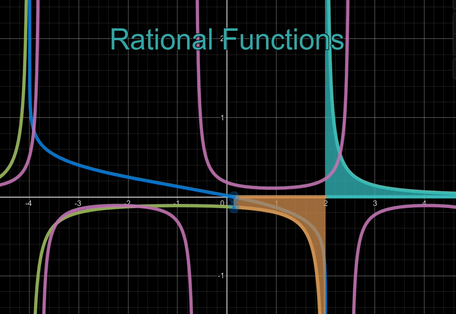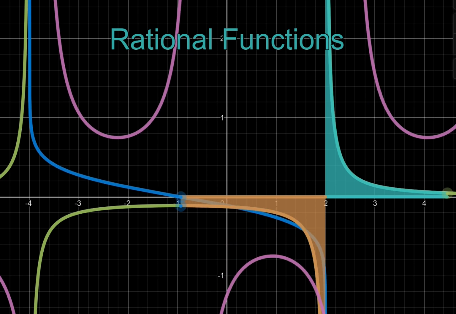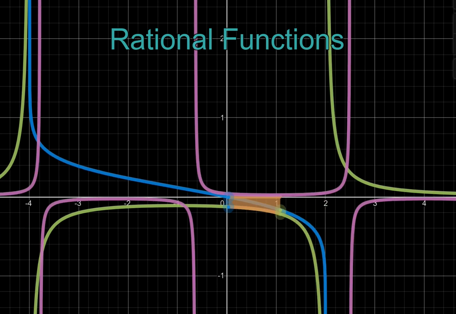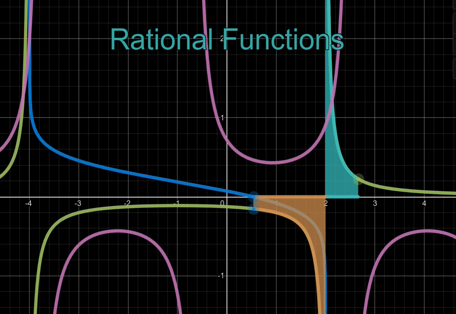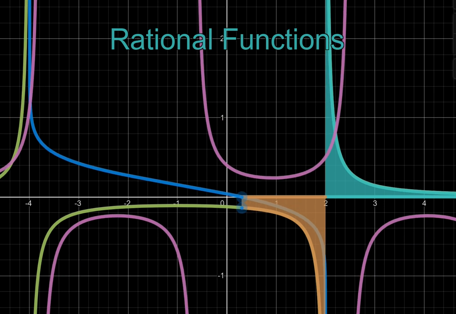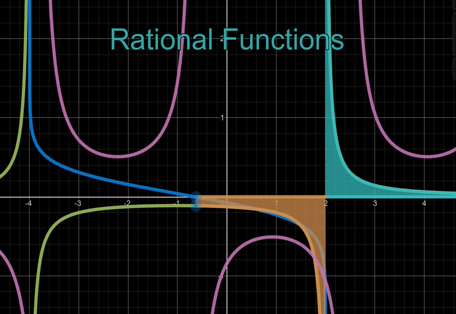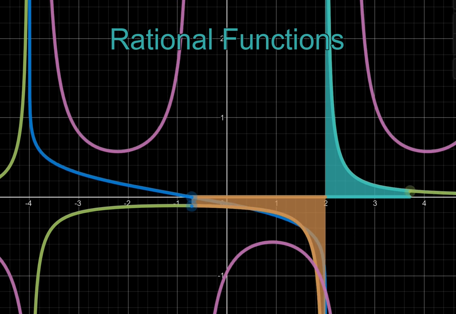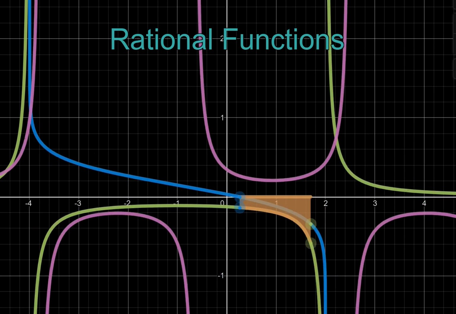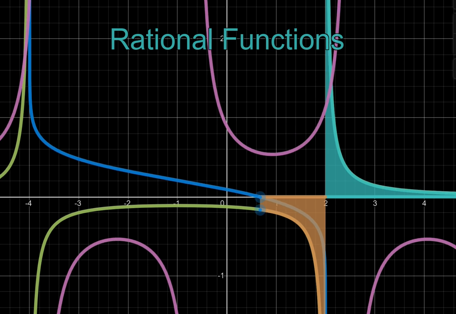Rational functions, as you know, are ratios of polynomials. A polynomial in the numerator and a polynomial in the denominator. Of course, the denominator cannot be zero. That leads to restrictions. On the graph of the function, these restrictions are reflected as vertical asymptotes or holes.